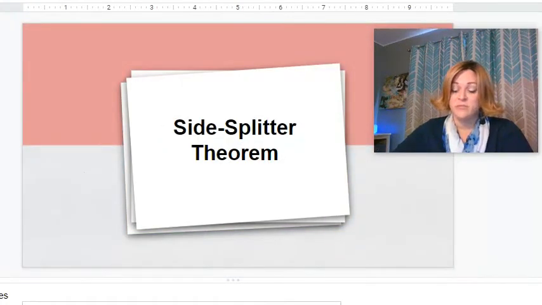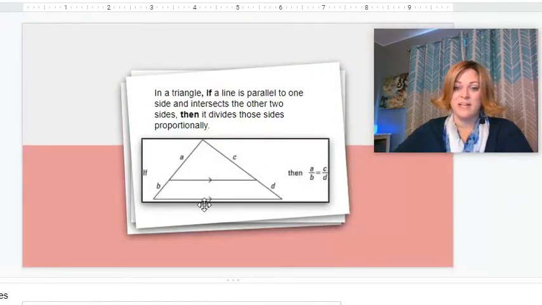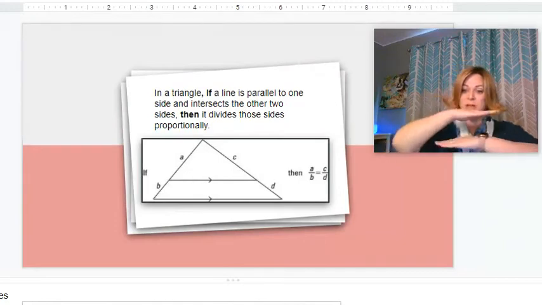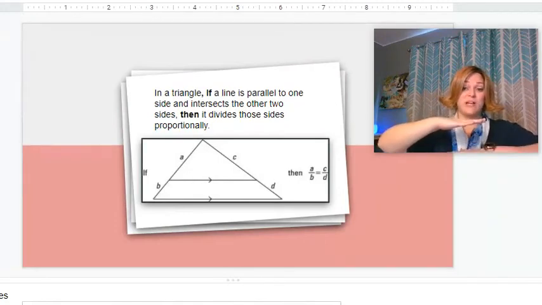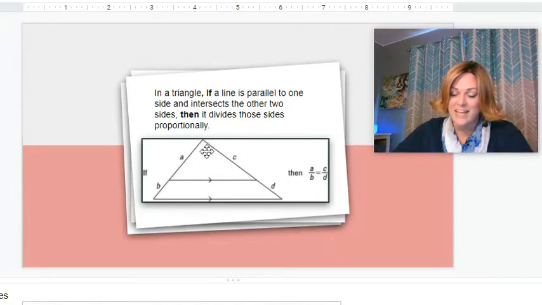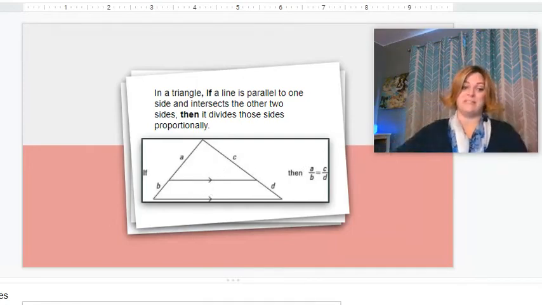Side splitter theorem. This is for triangles, and it literally only deals with the sides of the triangles that are being split. So if I have 2 parallel lines, and these are sides of triangles sharing a common angle, I can use this proportion: A over B will be the same as C over D. Those parts are proportional by the side splitter theorem, but be very careful because you cannot use this theorem with the parallel sides, only the sides that are being split.